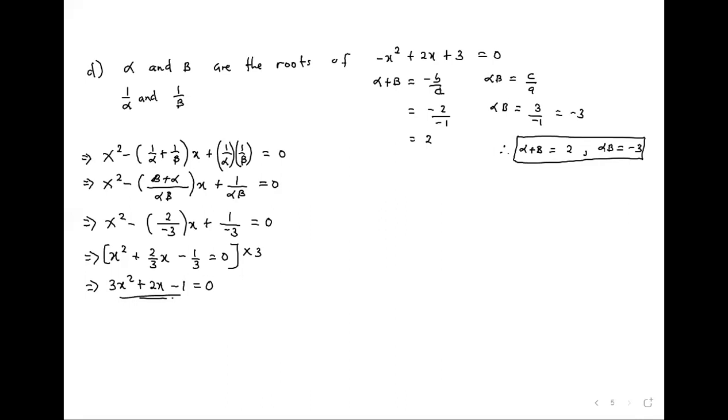Wait, sir. How was it 3x squared plus 2x? So multiply throughout by 3. Are you seeing that? 3 times x squared, we'll get 3x squared. Plus 2 over 3 times 3x minus 1 over 3 times 3 is 0 times 3. So we'll have 3x squared. These 3's will cancel, we'll get 2. These will cancel, we'll get 1. On the right, we get 0.